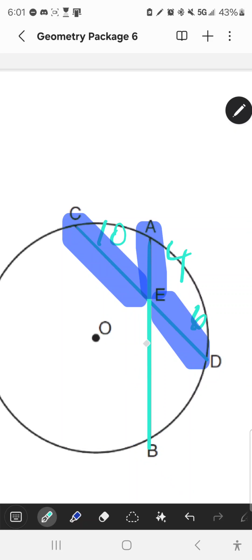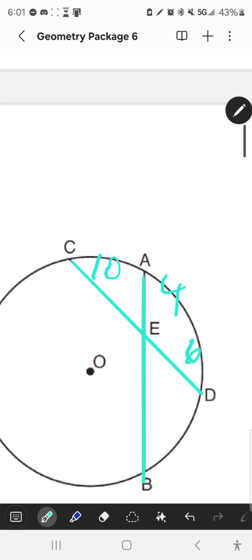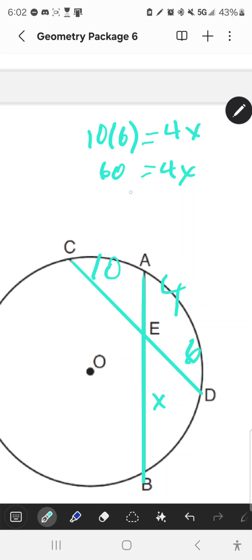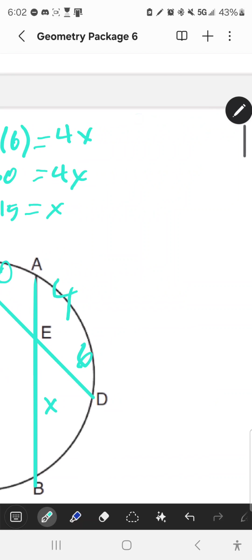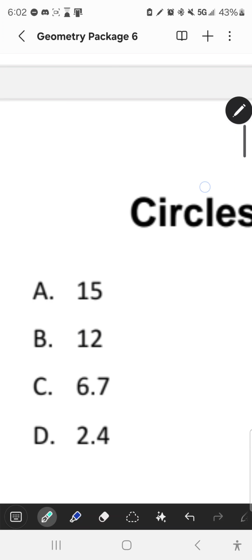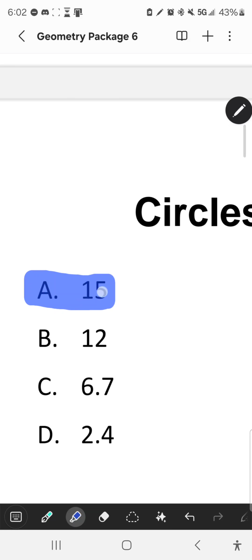So I could say that 10 times 6 equals 4 times, I'm going to call it x to make it easier, so 4 times x. Then 10 times 6 is 60. 60 equals 4x. And then 60 divided by 4 is 15. So 15 equals x, which is EB. EB equals 15.